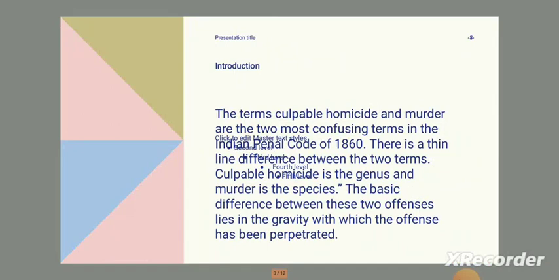The terms culpable homicide and murder are the two most confusing terms in IPC. There is a thin line of difference between the two terms. Culpable homicide is a genus and murder is a species. The basic difference between these two offenses lies in the gravity with which the offense has been perpetrated. Therefore, in this video, I am going to talk about the clear-cut difference between the two.